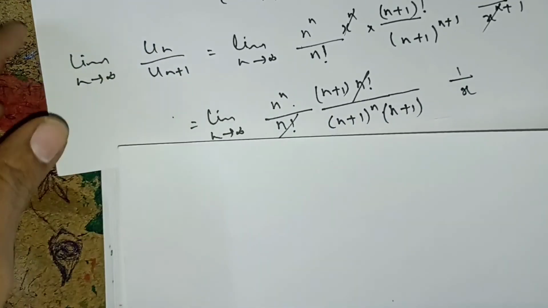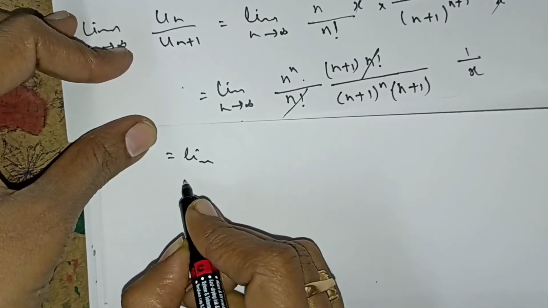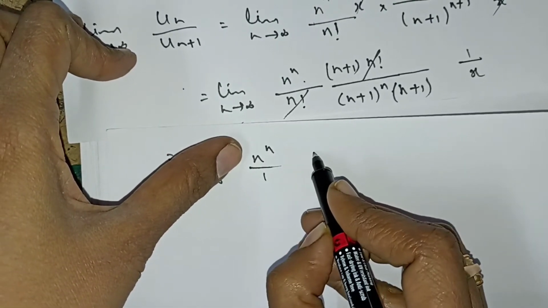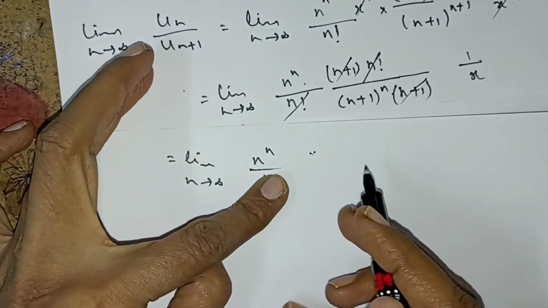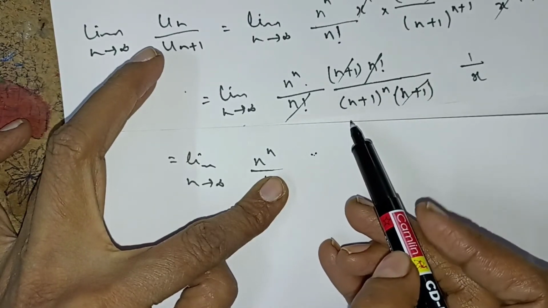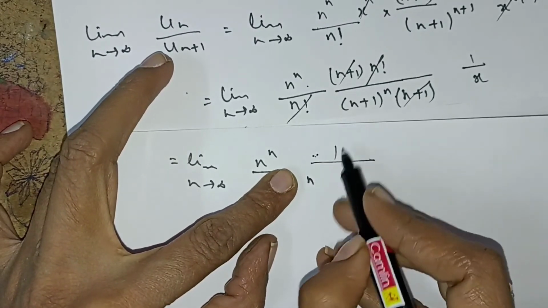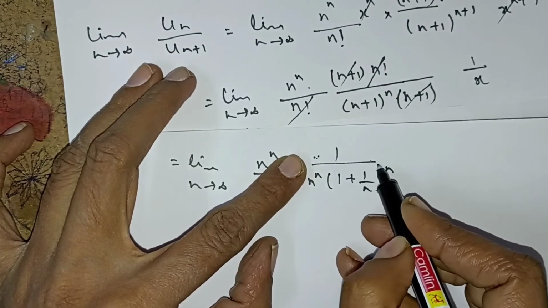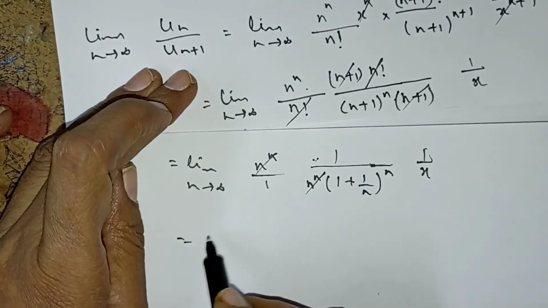That is equal to, the next step is, limit n tends to infinity, n to the power of 1 I am writing as it is, by n plus 1. n plus 1 also gets cancelled. n factorial gets cancelled. n plus 1 gets cancelled. And remaining is n to n. If you take n common, it will become n to the power of n, 1 plus 1 by n whole to the power of n into 1 by x. n to the power of n gets cancelled.